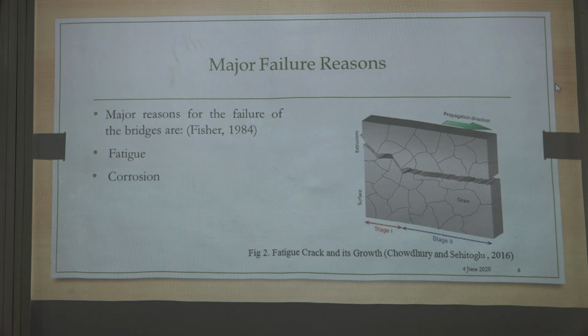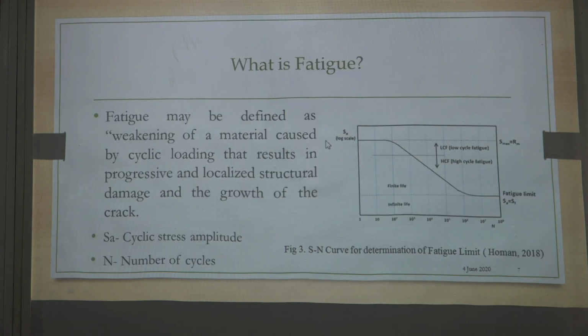On the y axis you can see the cyclic stress amplitude, which is expressed in terms of SA, and on the x axis the number of cycles is expressed. If you try to make a difference between low cycle fatigue and high cycle fatigue, then the low cycle fatigue is active in this particular region, which is the non-linear region, whereas the high cycle fatigue has the linear variation that you can see in this particular figure.